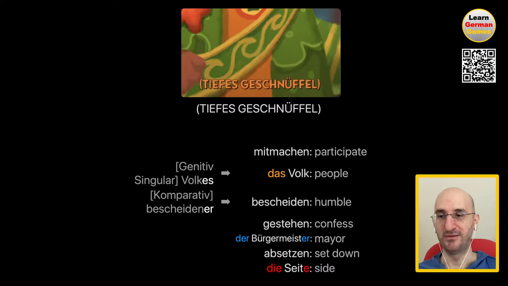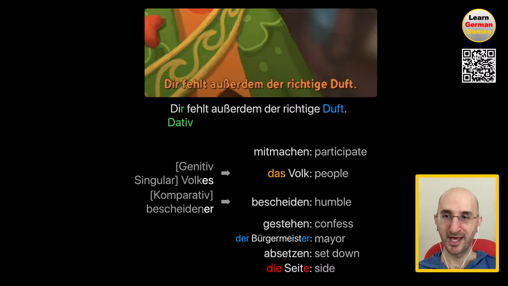Tiefes Geschnüffel. Deep sniff. So this is describing what he's doing. Dir fehlt außerdem der richtige Duft.